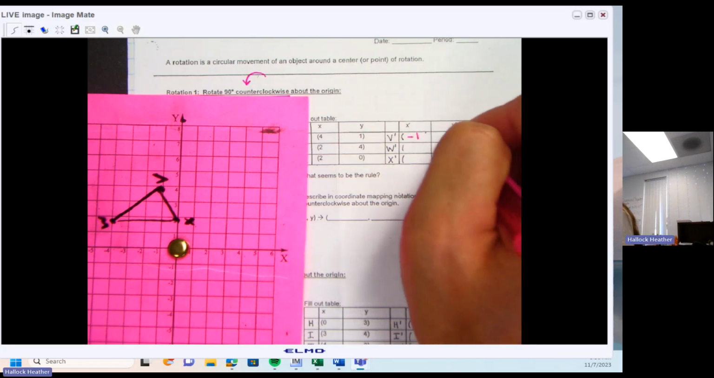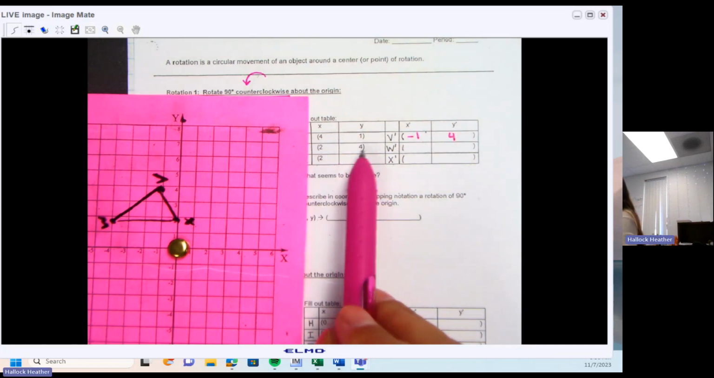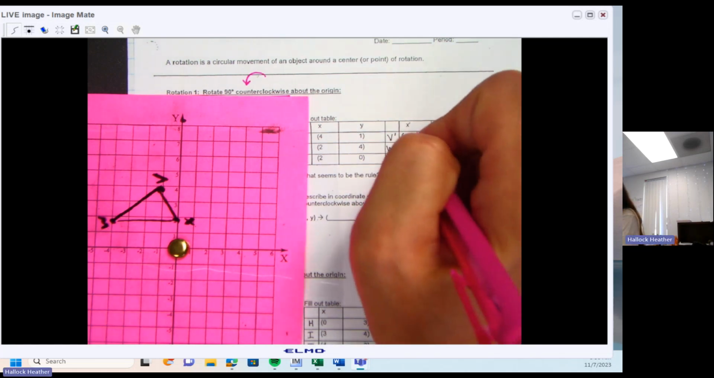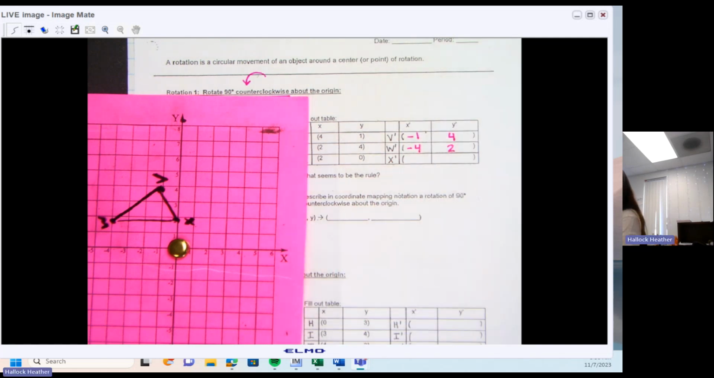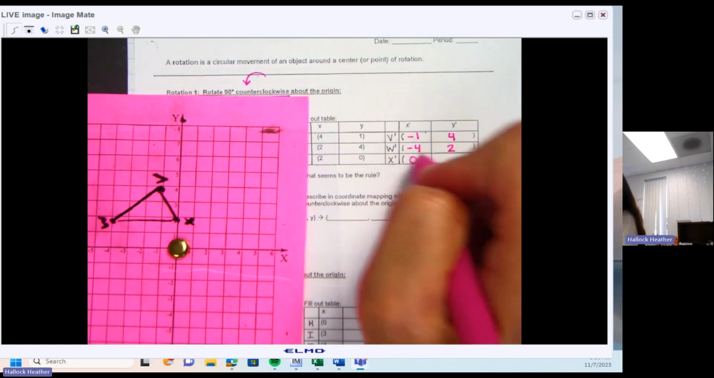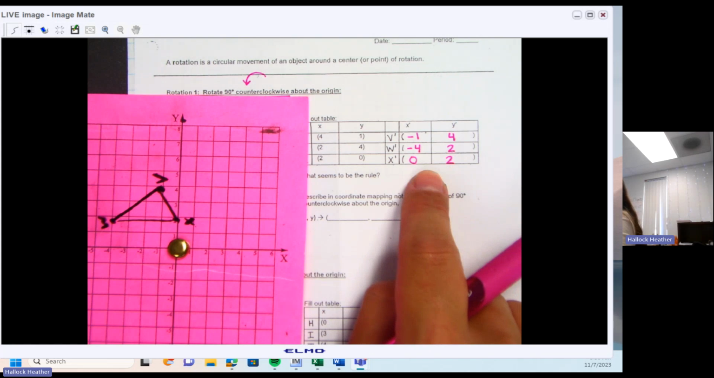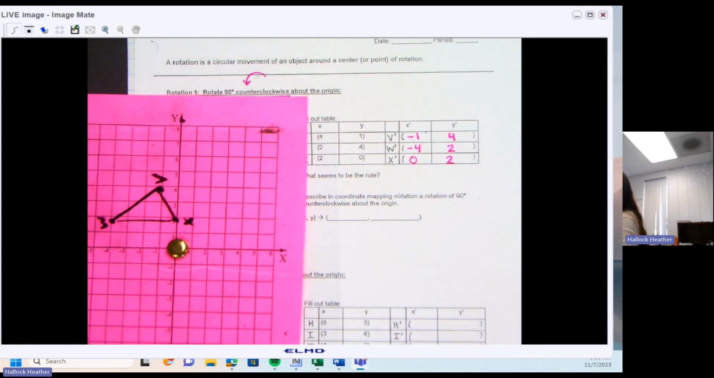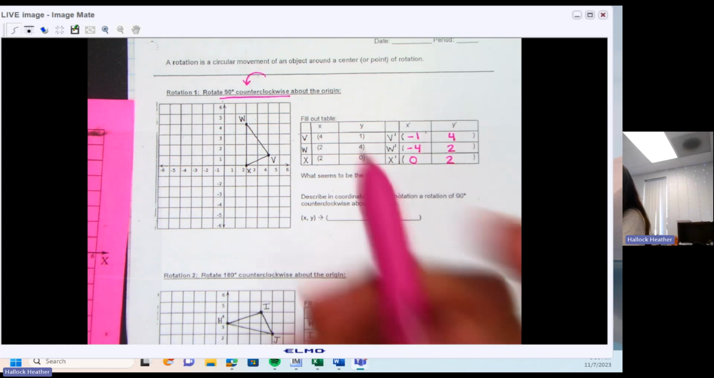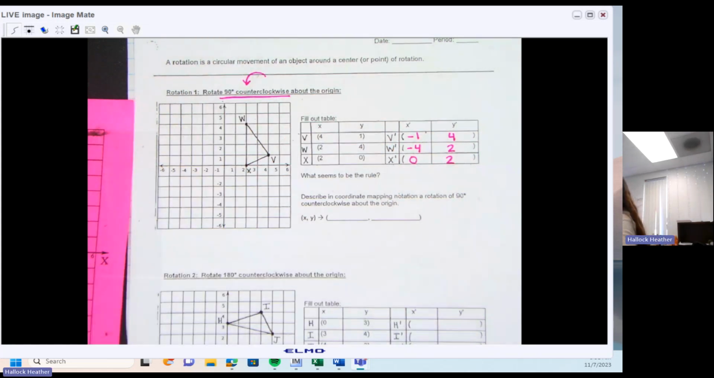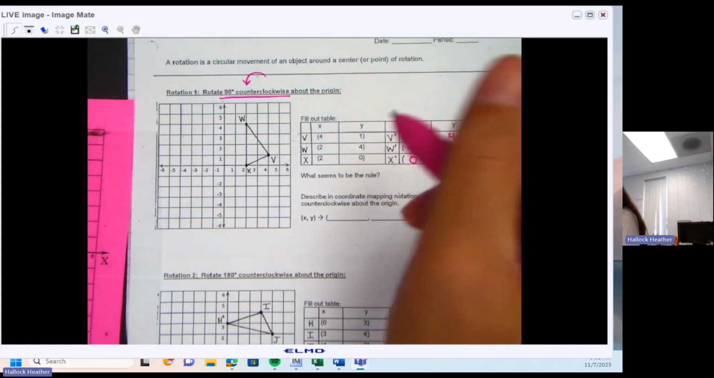-1, 4. W started at 2, 4. Where is W now on our graph? -4, 2. And then where is X at now? 0, 2. So once you have your coordinate points added to your T-chart, we're going to plot these on your worksheet so that way you can visually see where it went. So take a second, plot your points on your worksheet now. And if you grab an expo marker that does not work, by all means, throw it in the trash can and just grab a new one.